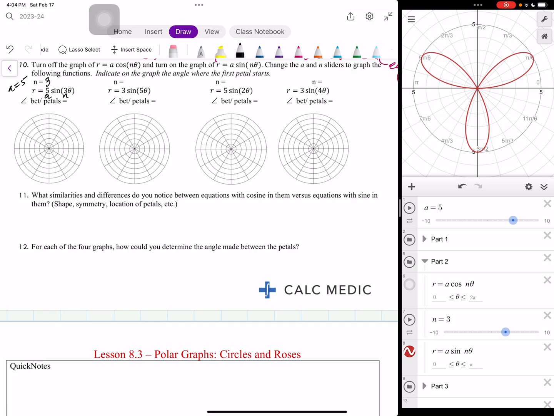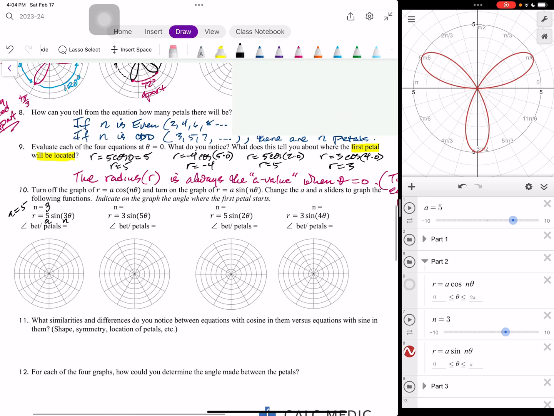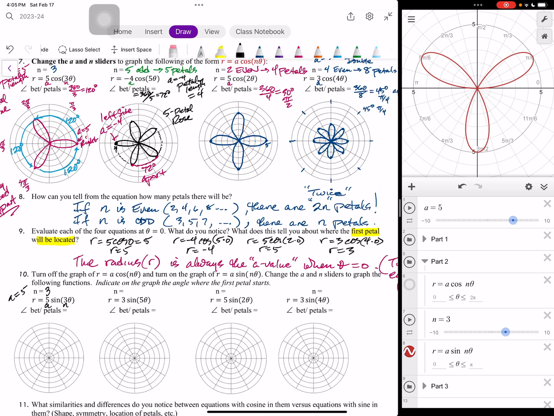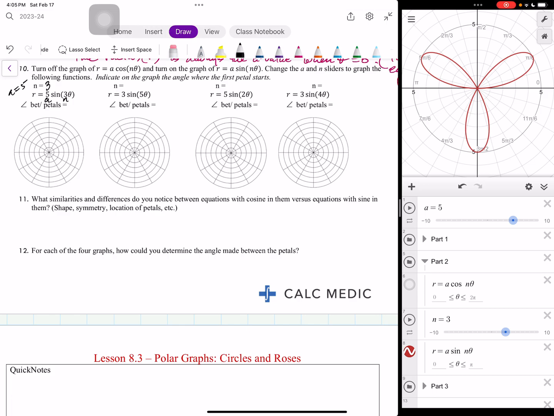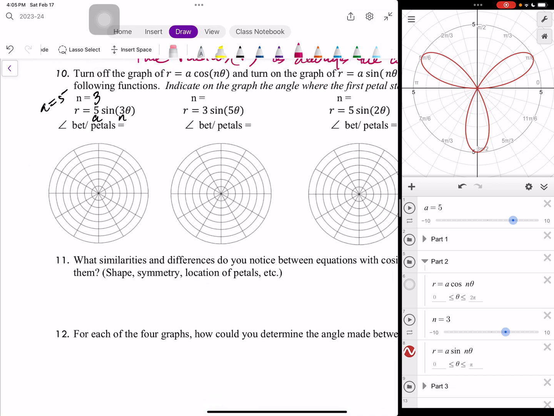We have a 3-petal rose again, but now it looks totally different than our 3-petal rose earlier. Look at that. So the starting petal position and its symmetry is totally different than cosine. So you have to understand the differences here. Okay, so this one here, notice, is symmetrical about the y-axis and not the polar axis. So let me put that in red here. So let's zoom in on our first one here. Here's the y-axis. So this has y-axis symmetry.